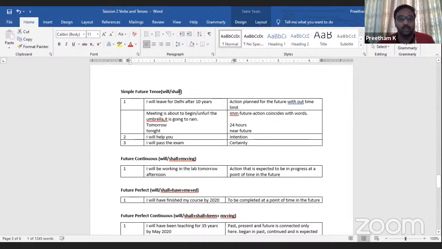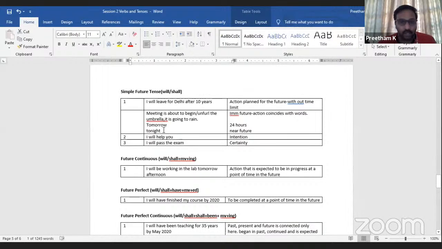Then simple future tense, use will or shall. Shall, I told you, preferably use with first person only. I will leave for Delhi after 10 years. So here he is talking about a future event. Meeting is about to begin. Unfurl the umbrella. It is going to rain. Here the focus is on immediate future. Action coincides with words.